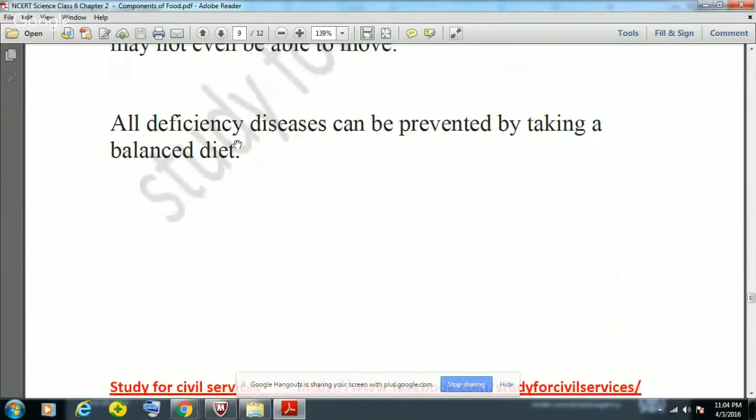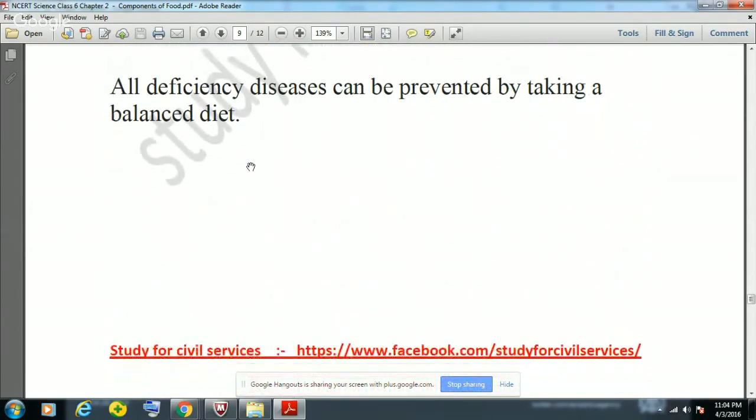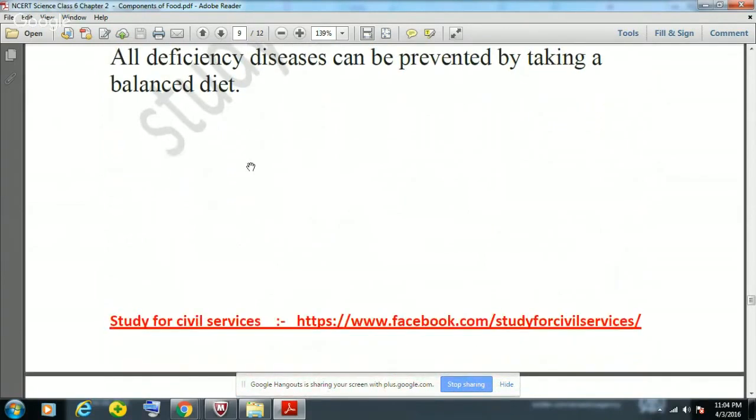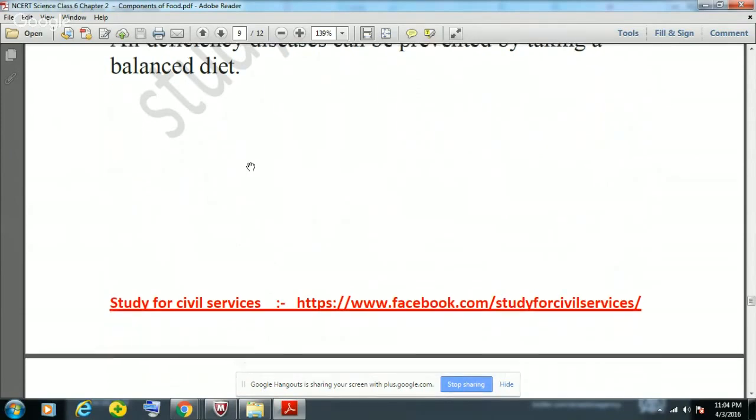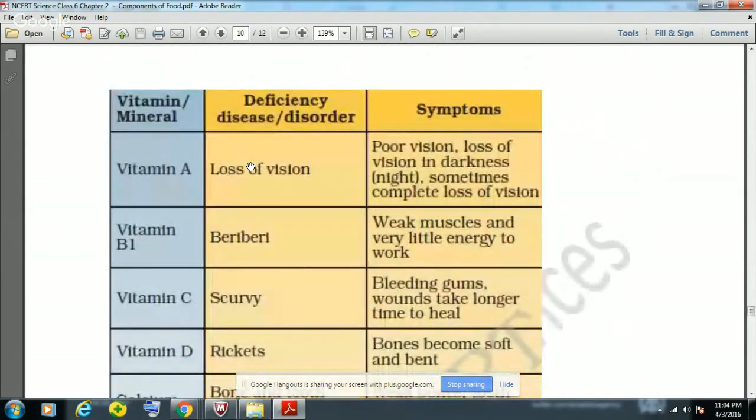All deficiency diseases can be prevented by taking a balanced diet. Balanced diet means the diet which contains all the six nutrients plus roughage plus water. This table is very important. It explains the vitamin, the deficiency disease or disorder that happens because of the lack of this vitamin, and the symptoms.